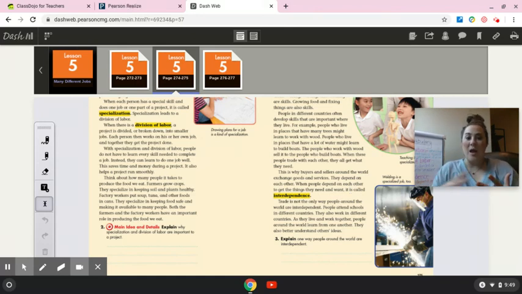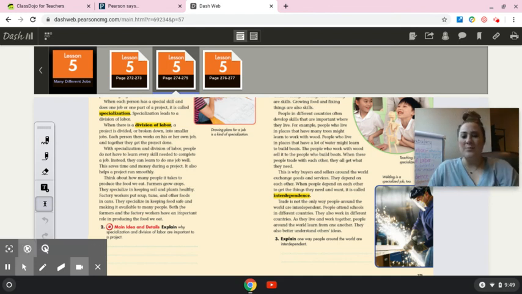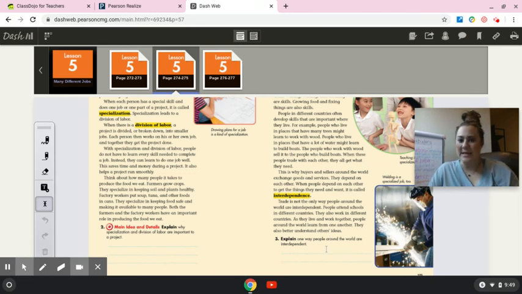So, number 2, the question you're going to answer is explain why specialization and division of labor are important to a project. So, think of the cupcakes. And then number 3, explain one way people around the world are interdependent. So remember, interdependent is depending on one another. It can do with trade, or it can simply do with going to other places in the world to learn something. But we're relying on someone else, which is the point.